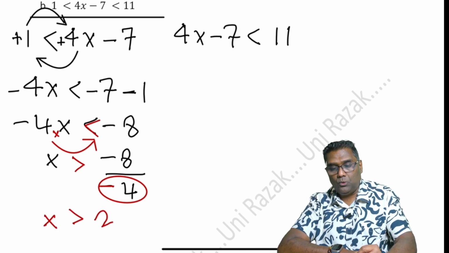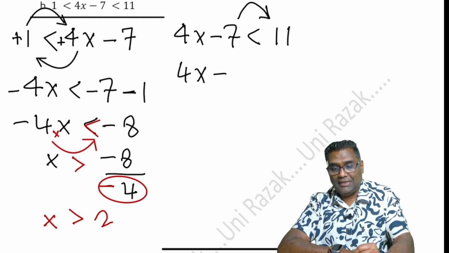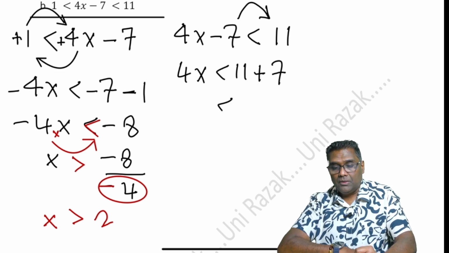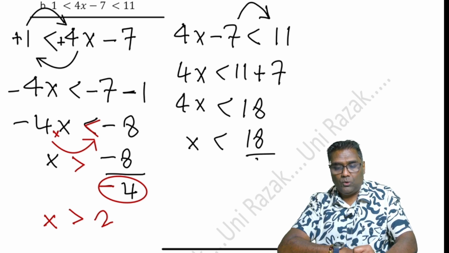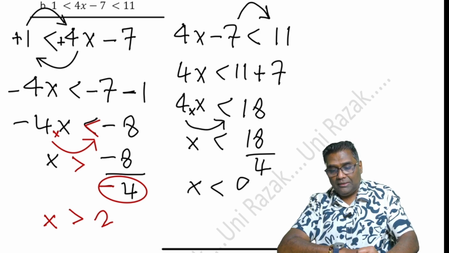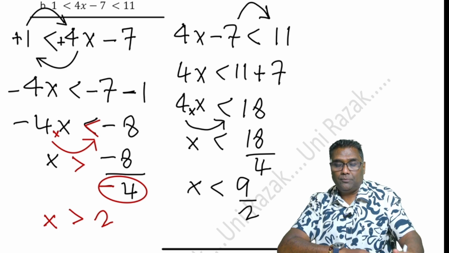Okay, now we go here. Now 4x minus 7, move the 7 to the other side. So it will become 11 plus 7. So you get 18. So x less than 18 over 4, because times, move, you divide. You can press the calculator, you get 9 over 2.